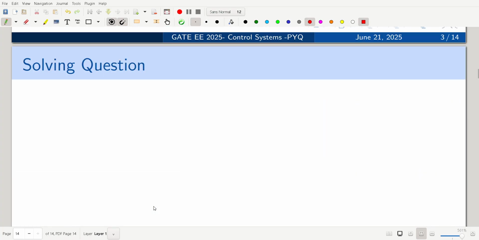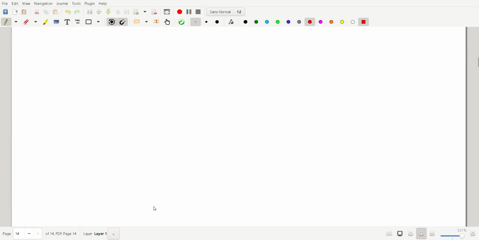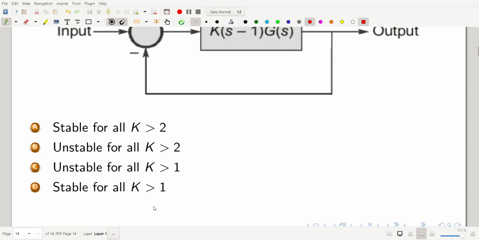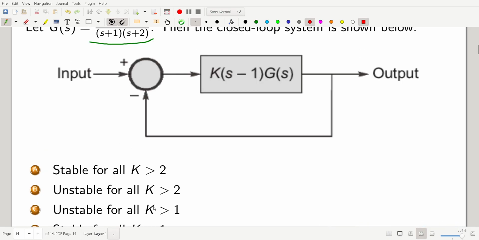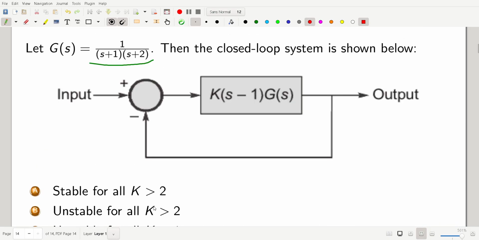So let us go back to the question and solve it. Now you have a better understanding of how we can deal with it. First we need to find the characteristic equation. The characteristic equation is the denominator polynomial of the closed loop transfer function. So let us solve it.